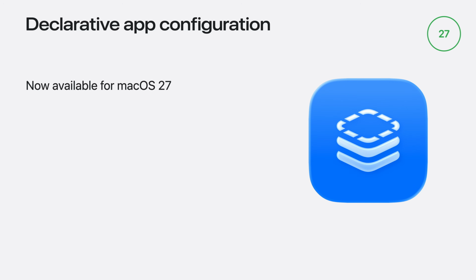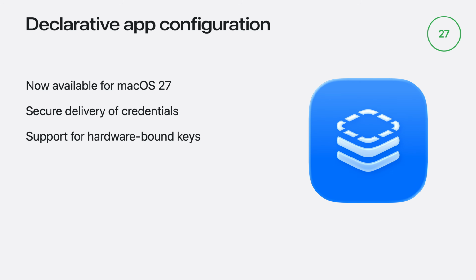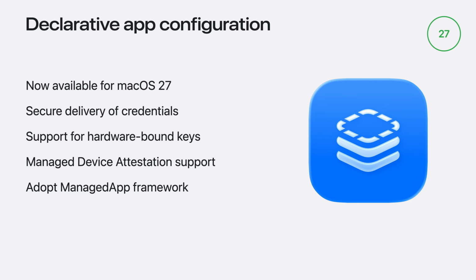First, the declarative app configuration feature, available in iOS, iPadOS, and visionOS, is now coming to macOS 27. This allows for secure provisioning of managed apps with credentials and configuration, including the ability to use hardware-bound keys, and to enable managed device attestation support for authenticating apps and extensions with enterprise services. This opens the door to more secure enterprise app deployment and configuration on macOS. Please encourage your enterprise app developers to adopt the managed app framework in their products to help keep your organization operating smoothly and securely.